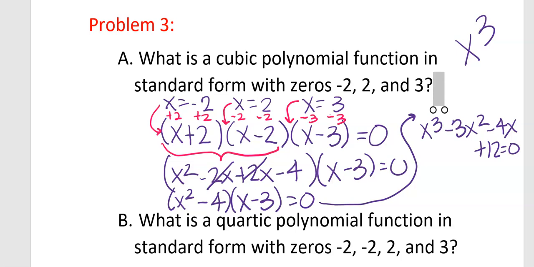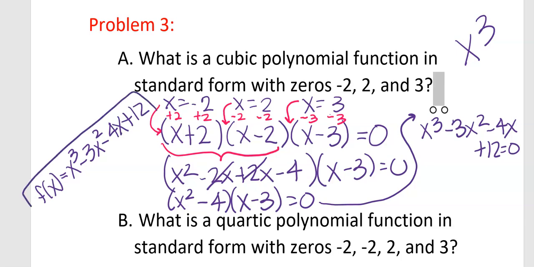We are done. Okay, so the only thing I'm going to do is instead of putting a 0 there, I'm going to write it with a f of x since they're asking for a function. So x to the 3 minus 3x squared minus 4x plus 12. And I'm just going to write FOIL here.